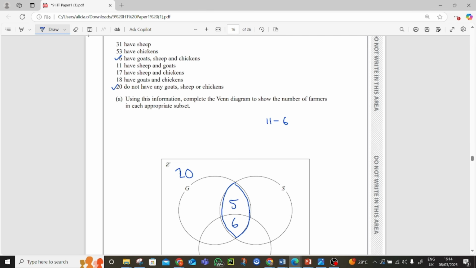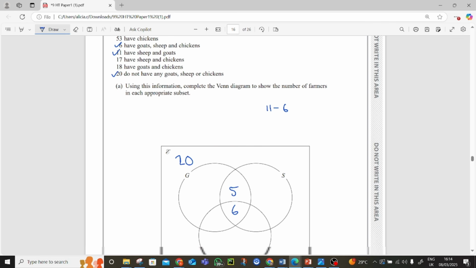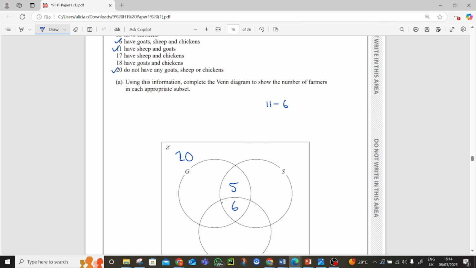And so that's 5 that have sheep and goats, and do not have any chickens. So that's this one done. And then I do the same thing for sheep and chickens. So sheep and chickens is actually going to be these 2 sections, 6 and whatever that is, which I'm now going to work out. And this must add to sheep and chickens 17.